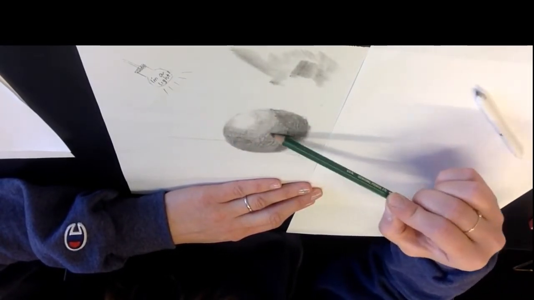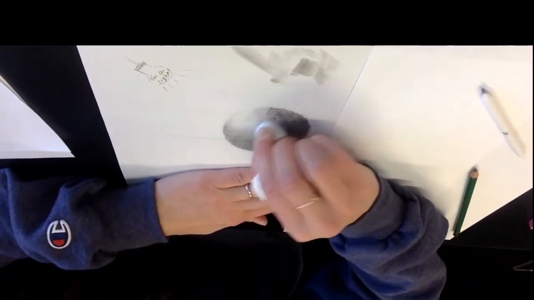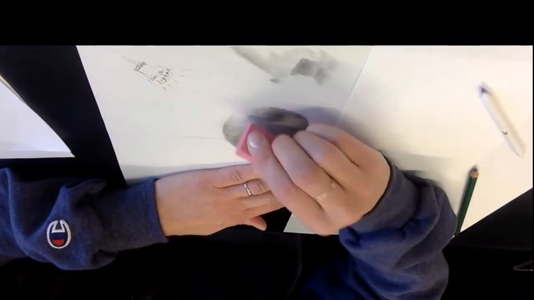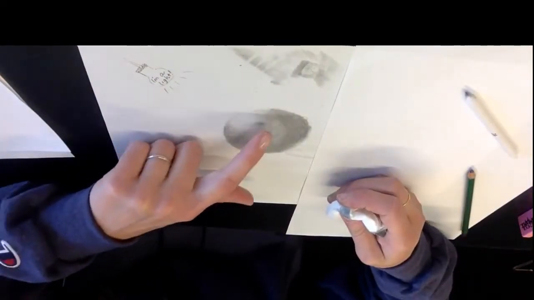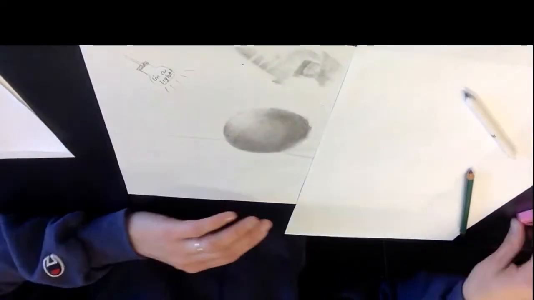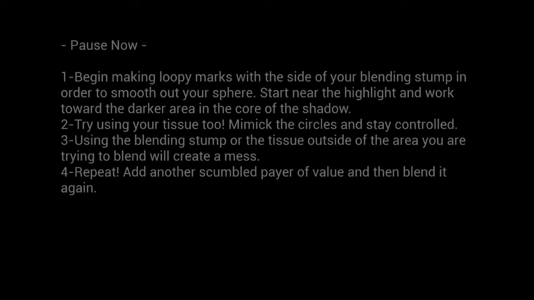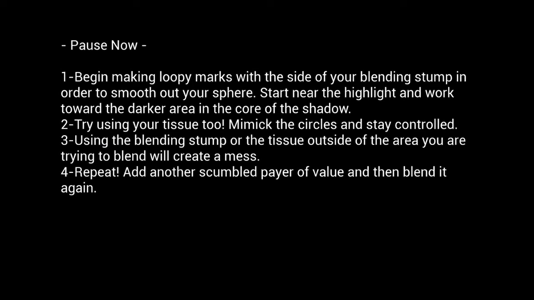Next, I'm going in again, making more scumbly marks, adding another layer to the core of the shadow, and then blending it once again. So what you'll do is add layers of value and then smooth them out and blend them over and over again. And then I'm dabbing with my eraser.